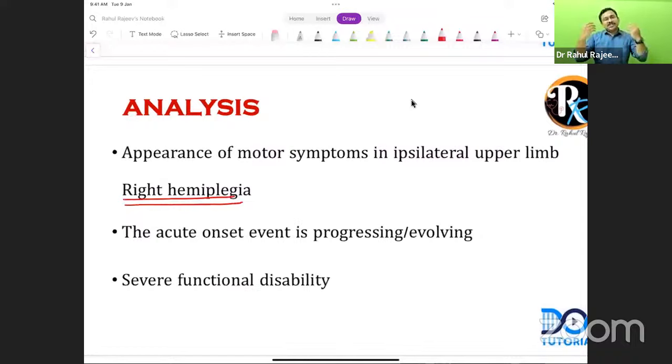You will keep on saying, sir, stroke. The examiner will say, no, analyze the history. Tell me, what did you understand? You will say, diagnosis is stroke. That's not what he wants.